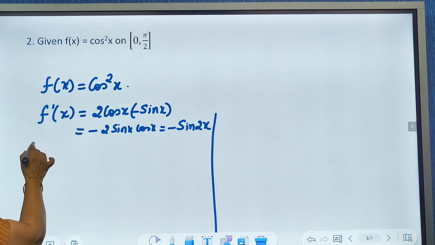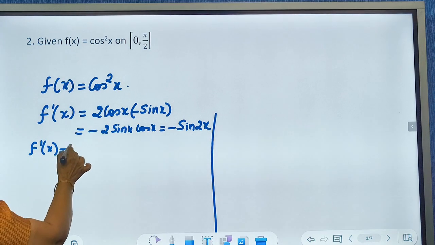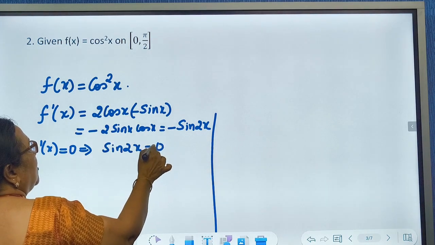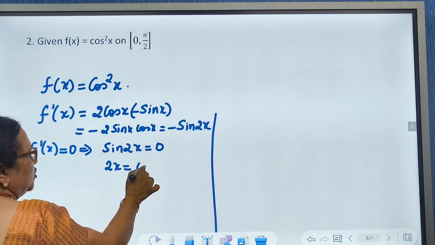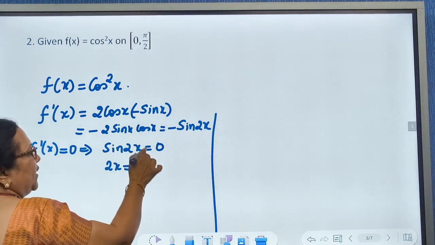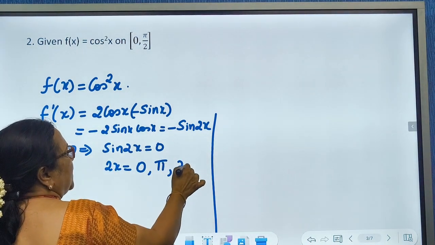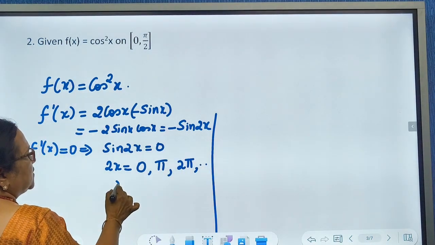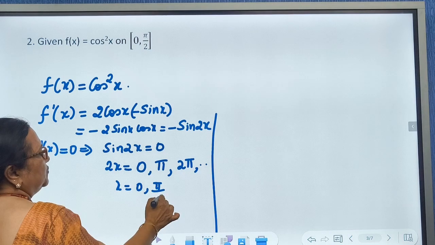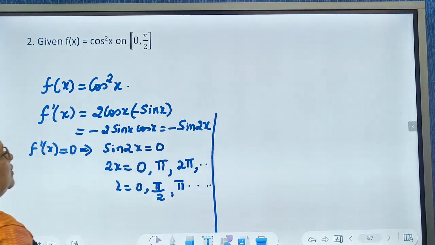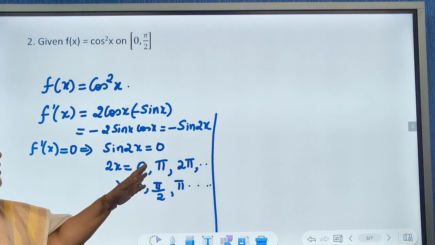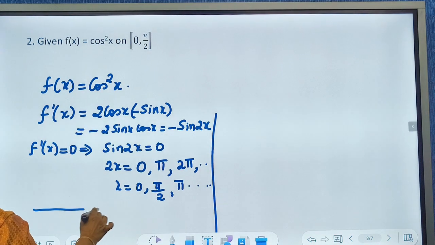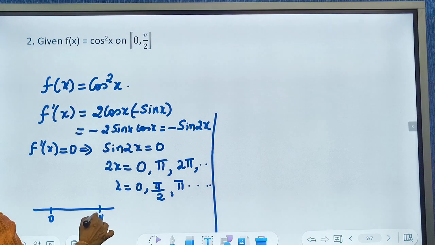Now, what are the critical points? f dash of x equal to 0 implies sin 2x is 0. Where is sin theta 0? It is 0 when theta is 0, pi, 2 pi, etc. So x is 0, pi by 2, pi, etc. These are the values where sin 2x is 0, where the derivative is 0. But we are only interested in 0 to pi by 2.